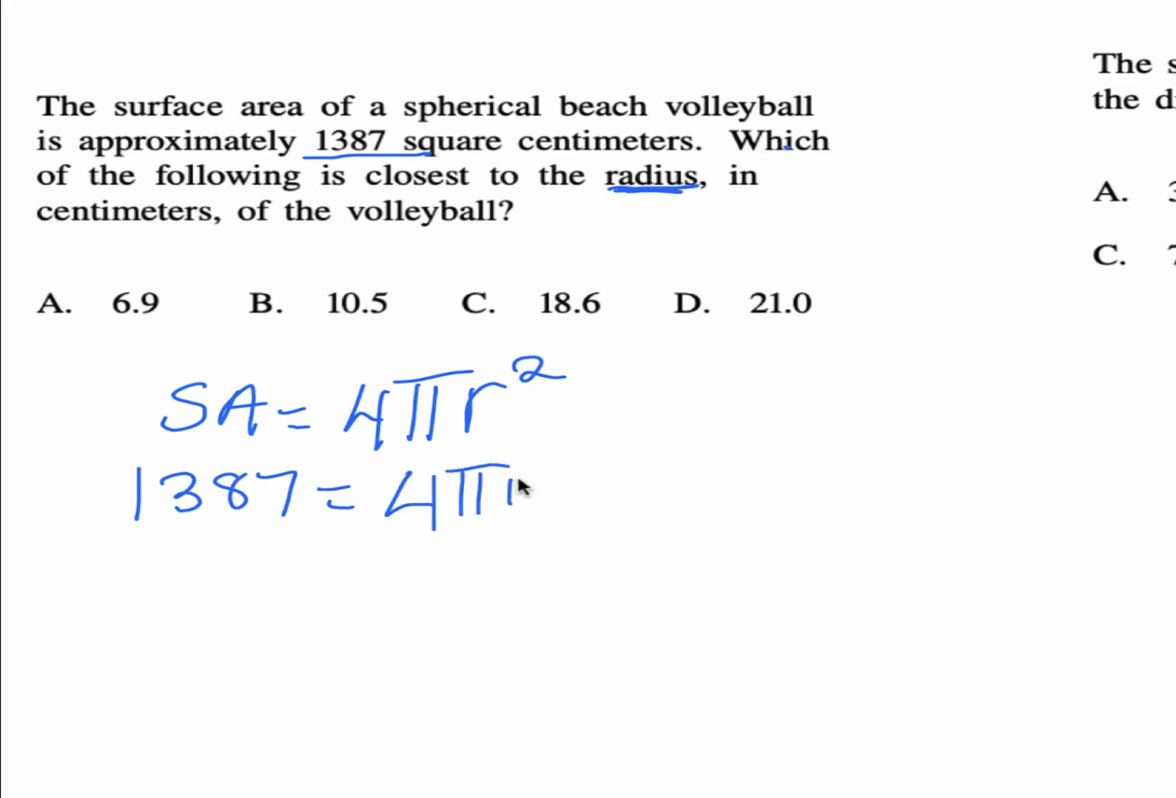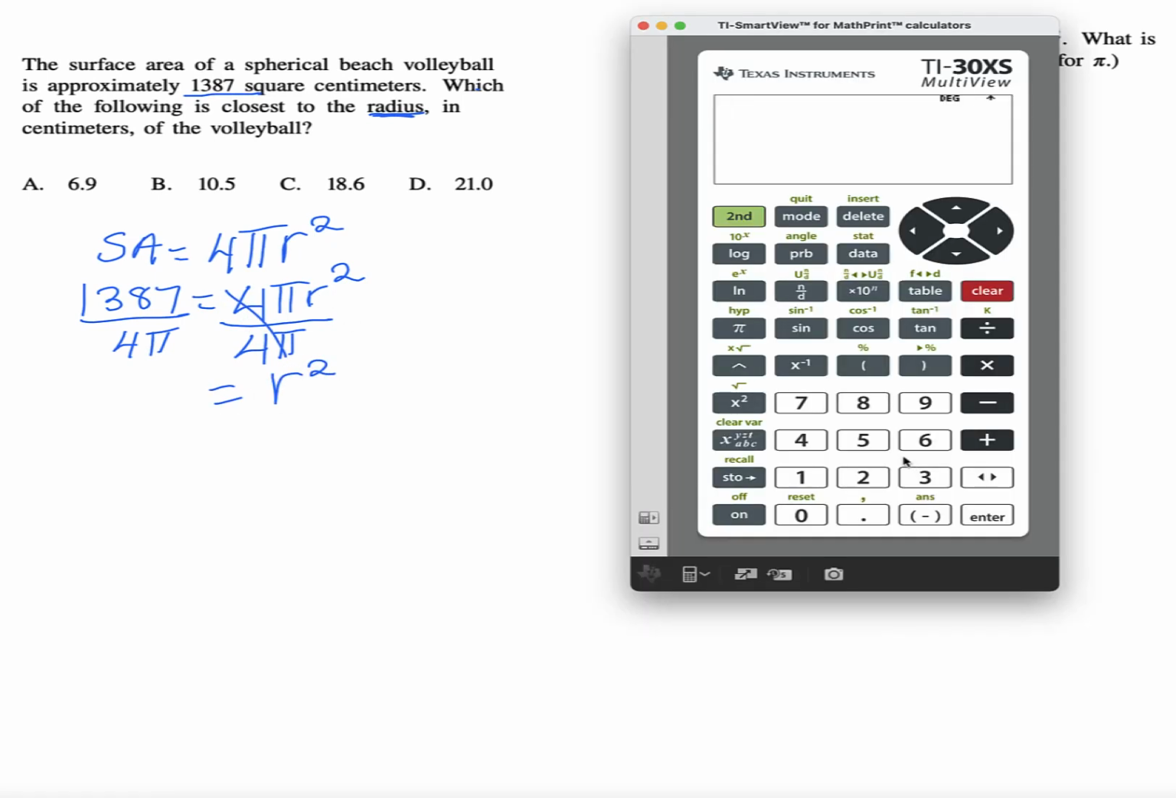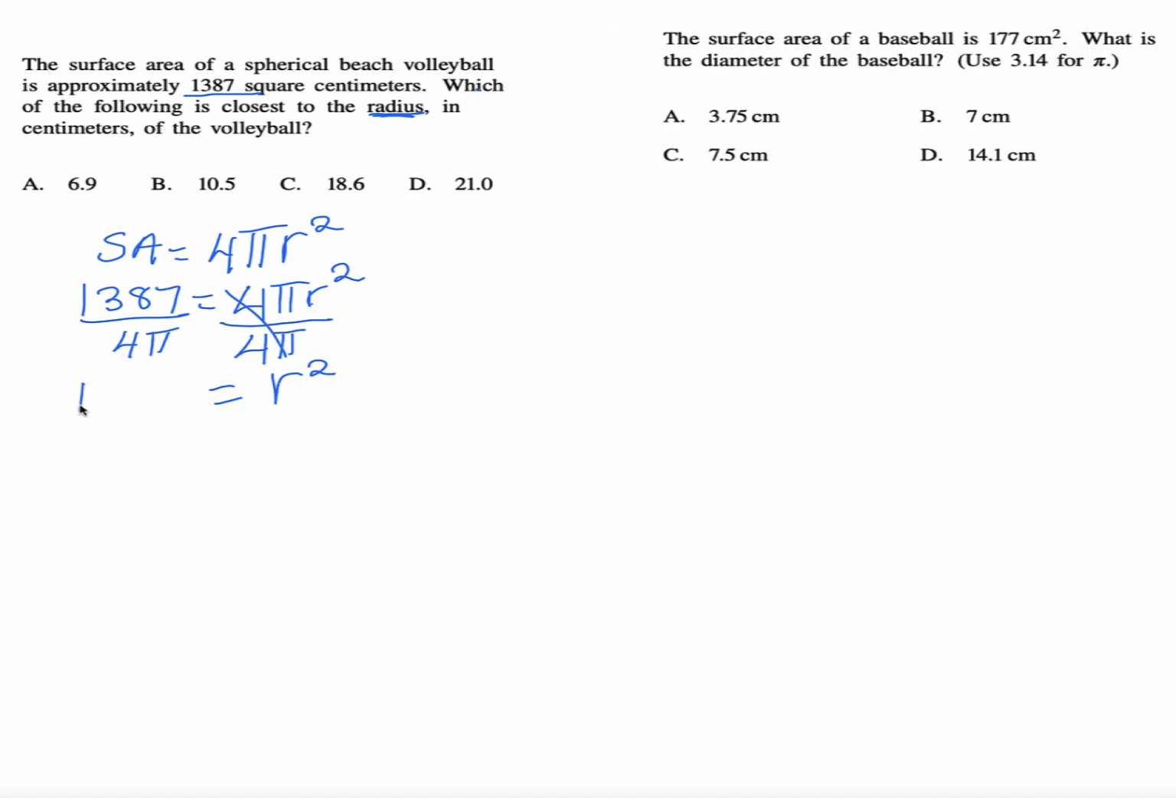So you have 4 pi r squared. I have to get rid of the 4 pi, so I'm going to divide both sides by 4 pi. That cancels, so you have r squared. We have 1387 divided by, and I want to use parentheses, 4 times pi. And notice I get 110.37. Now we want the radius, just one of them, not r squared.